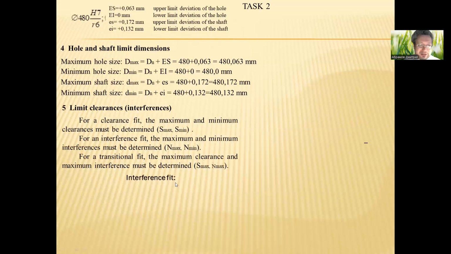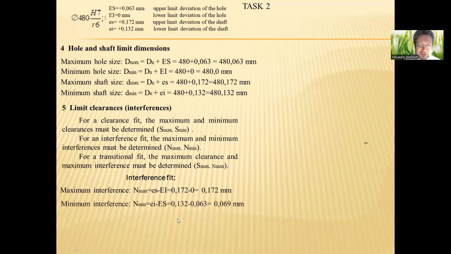We have an interference fit. For an interference fit, the maximum and minimum interferences must be determined. Maximum interference, N maximum, is equal upper limit deviation of the shaft minus lower limit deviation of the hole, and we have 0.172 minus 0 is equal 0.172 millimeters. Minimum interference, N minimum, we have lower limit deviation of the shaft minus upper limit deviation of the hole, and it's equal 0.132 minus 0.063.